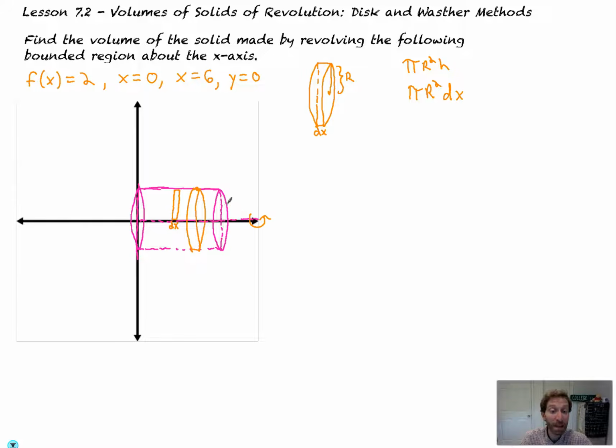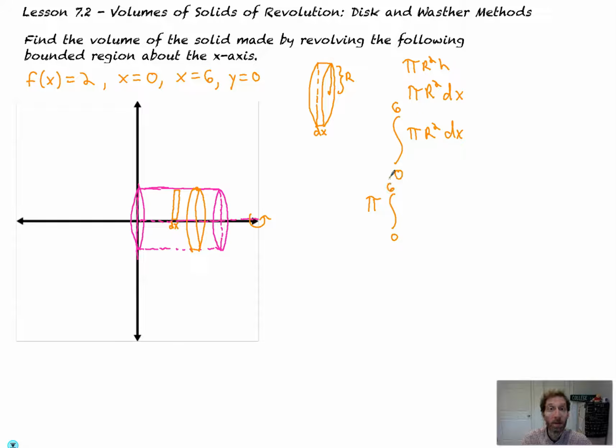So how do we add up infinitely many tiny things? You'd integrate. So we're going to integrate pi r squared dx. Now in this particular problem, we need to integrate from the leftmost bound to the rightmost bound of the region, which would be from 0 to 6. Like, imagine sliding up those coins from left to right. Pretty sweet.